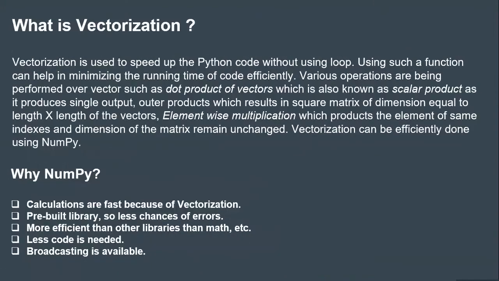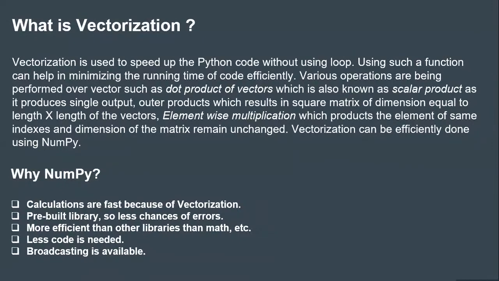Okay, so now in NumPy there is a method called vectorization, and because of vectorization NumPy is used in machine learning. So what is vectorization and why is it so useful for machine learning operations? Vectorization is used to speed up the Python code without using loops, like for loops, while loops, etc. Using such a function can help in minimizing the running time of code efficiently.